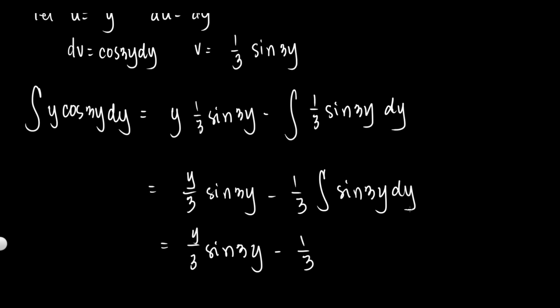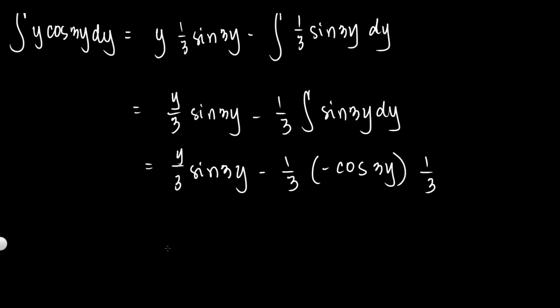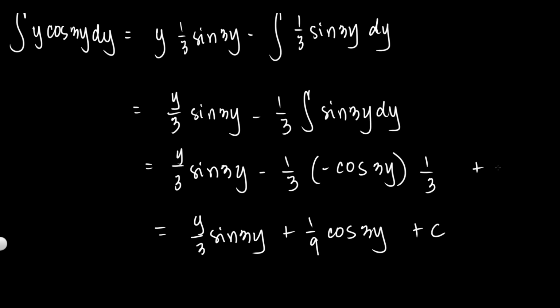Then y over 3 sine 3y minus 1 over 3. What is the integral of sine? The integral of sine is positive, no? Negative, sorry. Negative cosine. Negative cosine. Correct? Yes. So, negative cosine 3y. And, of course, you still have this 3, 1 over 3 there, no? So, 1/3. So, that's how it is, no? So, equals y over 3 sine 3y, plus 1 over 9 cosine 3y plus c. Okay? So, this is the final answer.